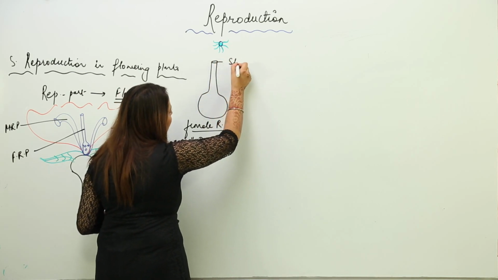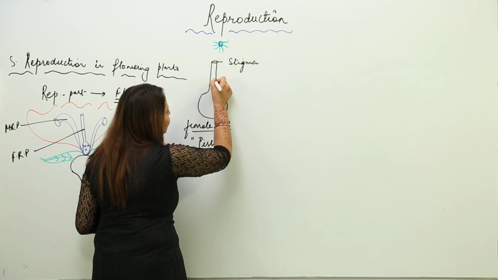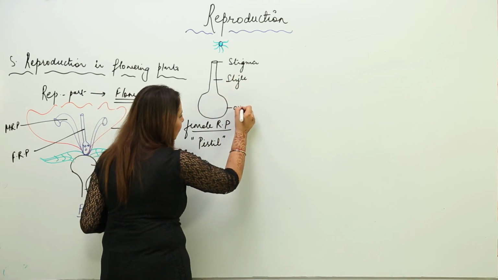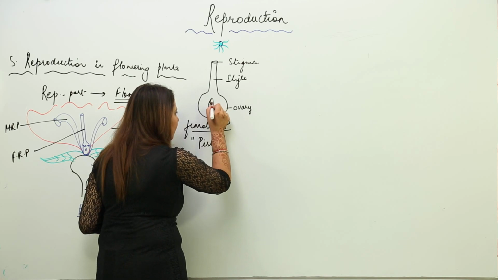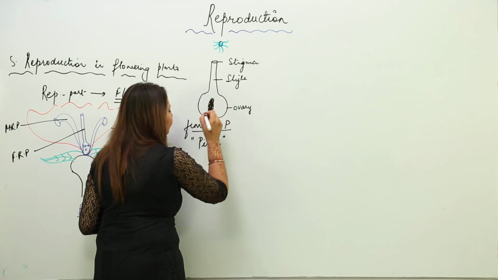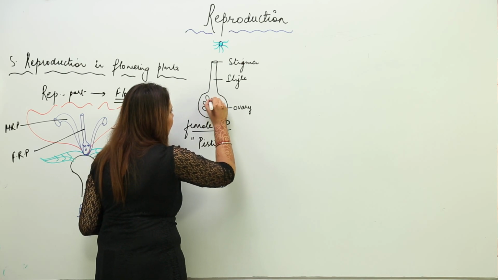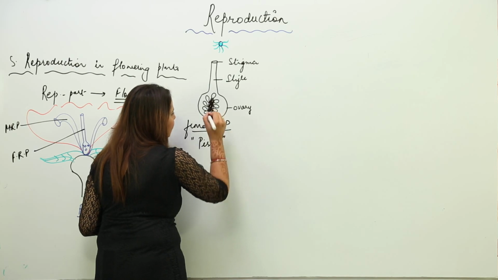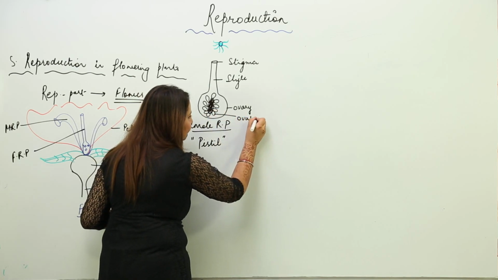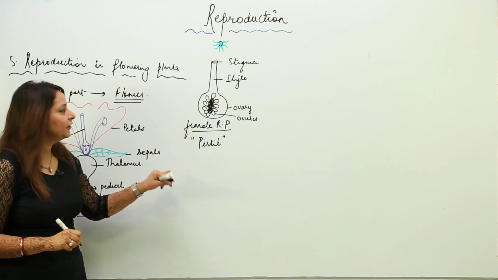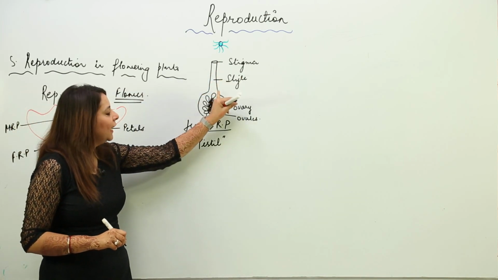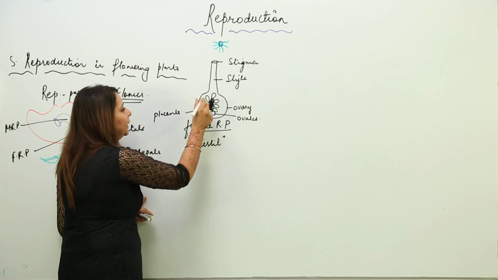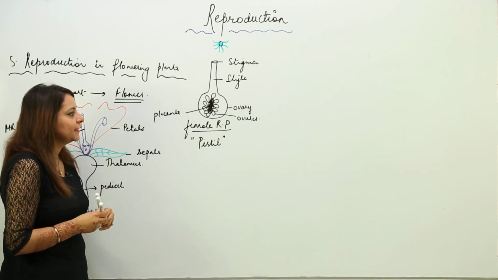This is called the stigma. This tube-like structure is the style. This bulged portion is the ovary. It has a placenta, that is the nutritive tissue. And here we have many small, somewhat spherical structures, those are the ovules. So this is the female reproductive part. I think you got it. This is the stigma, this is the style, this is the ovary, this is the placenta, the nutritive tissue, and here we have the ovules, which is the female gamete.